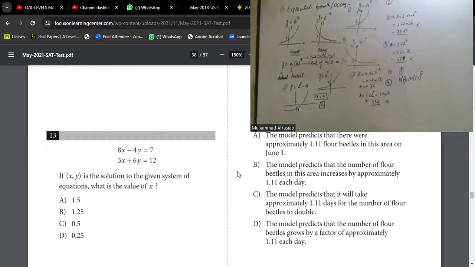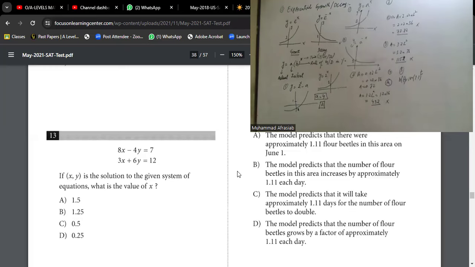The given function B models the number of the floor beaters in a certain area where t represents the number of days after 1st June. Which of the following is the best interpretation of this number 1.1 in this context? Part A. The model predicts that there were approximately 1.1 floor beaters in this area on 1st June. But when t is equal to 0, this value will be equal to 100. So that is not true.